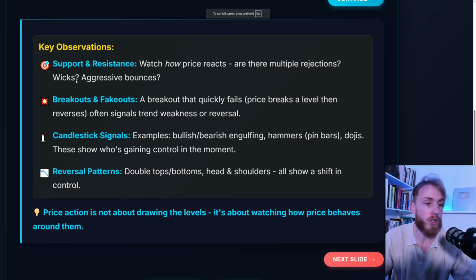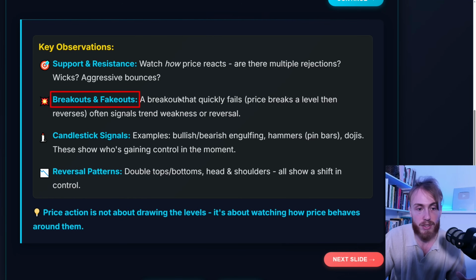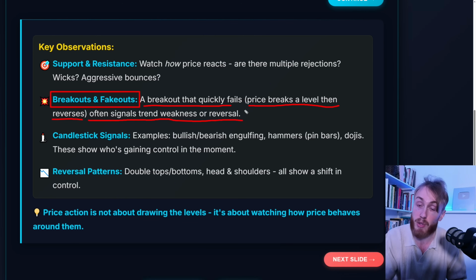So some other things you need to study here is breakouts and fakeouts. This right here is a super important concept as well. So a breakout that quickly fails, meaning that price breaks a level and then reverses, often signals a trend weakness or even a trend reversal.